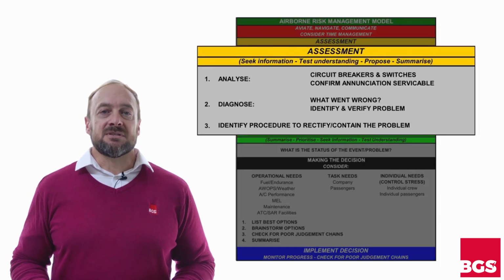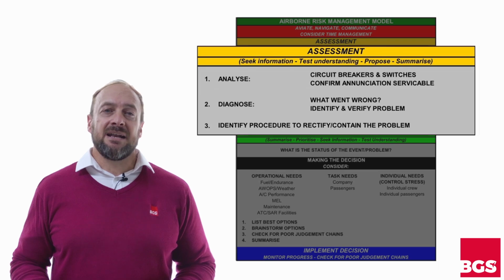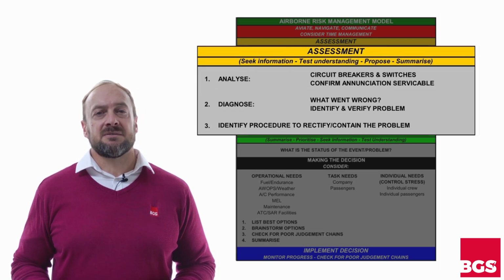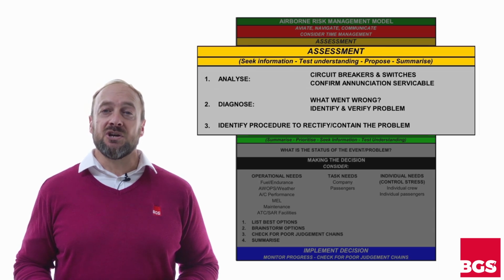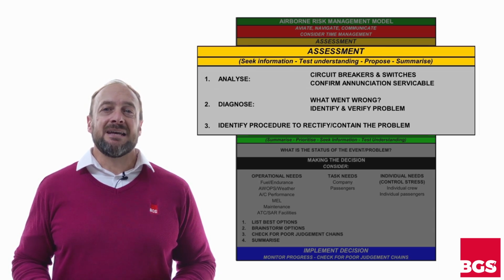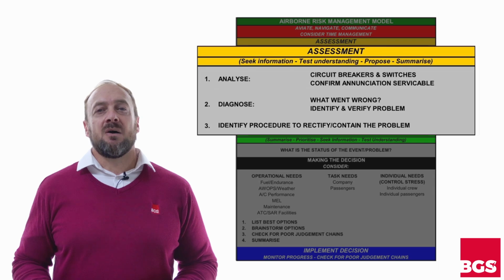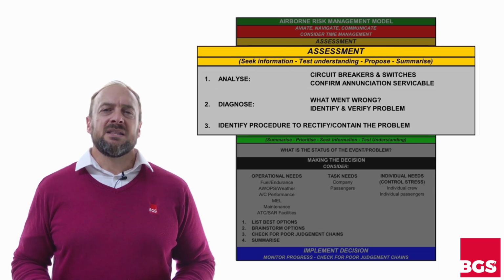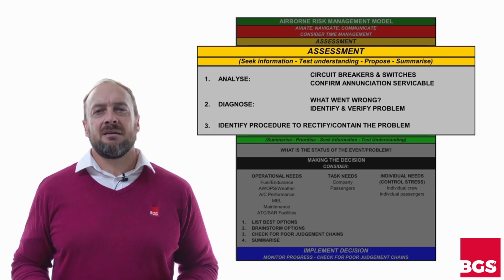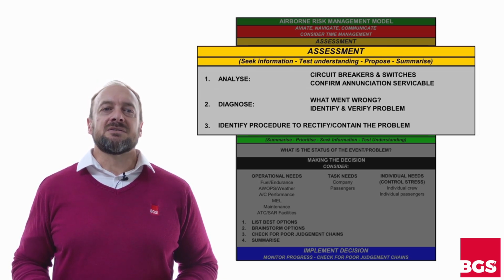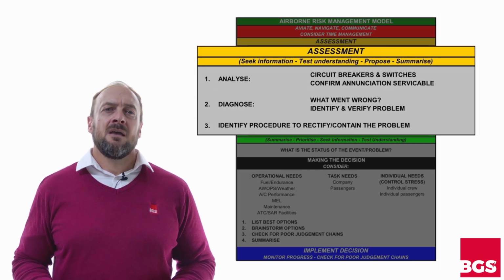Looking at the assessment section, we analyze. In this case, we've experienced an engine failure, so it's fairly obvious what the issue is. What caused the issue will not be so obvious. All you can really do is check that everything is where it should be, like the condition lever didn't end up in the fuel cutoff position and the firewall fuel valve is open. We can then try to diagnose the problem. Again, we know we've had a flame out. If everything is where it's supposed to be, it'd be difficult to diagnose what caused it unless there is visible damage to the engine. We then identify the procedure to rectify or contain the problem.